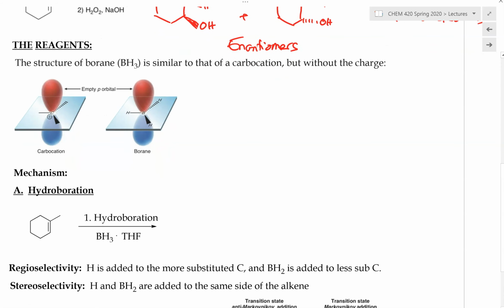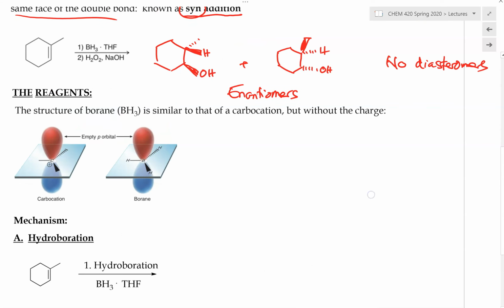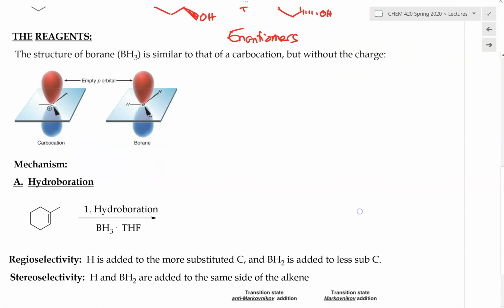And now let's first talk about the reagent. In order to understand this reaction and why it produces this product, we need to understand how the reagent works. The first reagent is the borane. Borane is basically BH3, and this behaves very much like a carbocation, except that it does not have a charge on it.